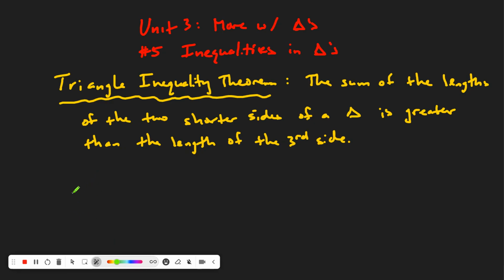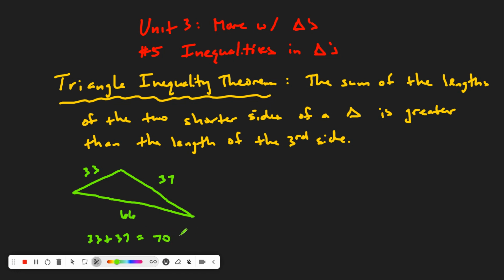So the first one, we'll actually draw a triangle like so. And we'll call this length 33, and this length 37, and this length 66. So if we check the triangle inequality theorem, if we take 33 and 37 and add them together because they're the two shorter sides, 33 plus 37 will equal 70. And 70 is greater than the third side, 66. So this checks out. This is why this triangle exists.